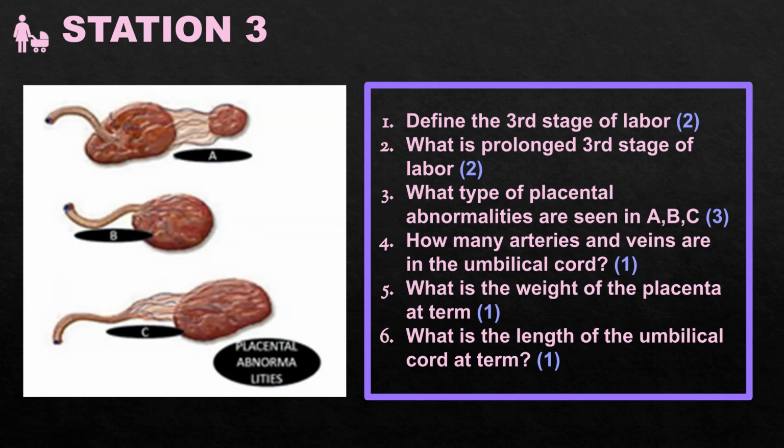The questions are: define the third stage of labor. What is prolonged third stage of labor? Identify the placental abnormalities labeled A, B, and C. How many arteries and veins are in the umbilical cord? What is the average weight of the placenta at term? What is the average length of the umbilical cord at term? Pause here and try answering before continuing.